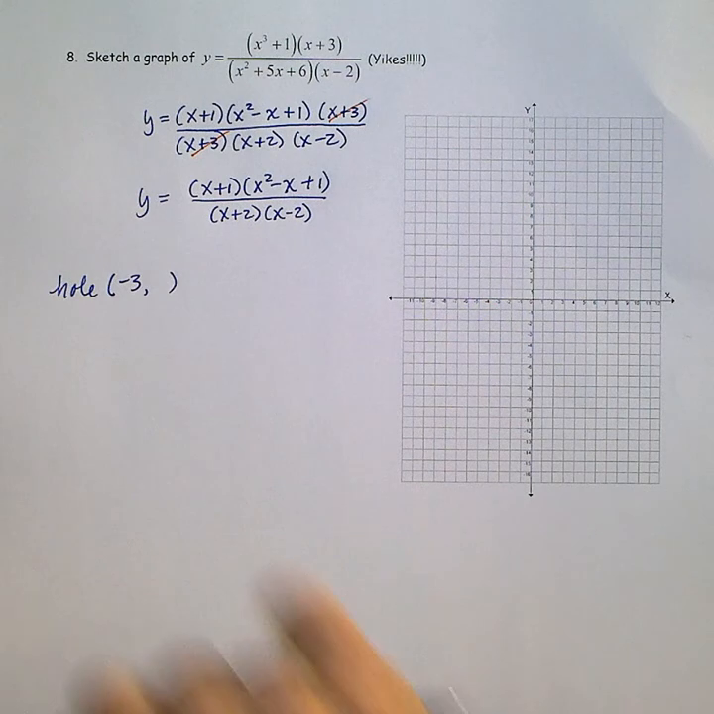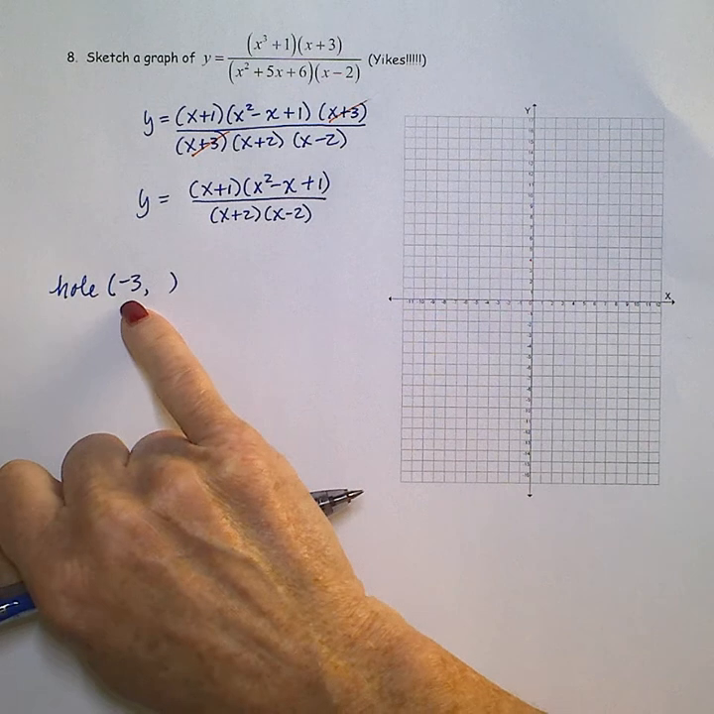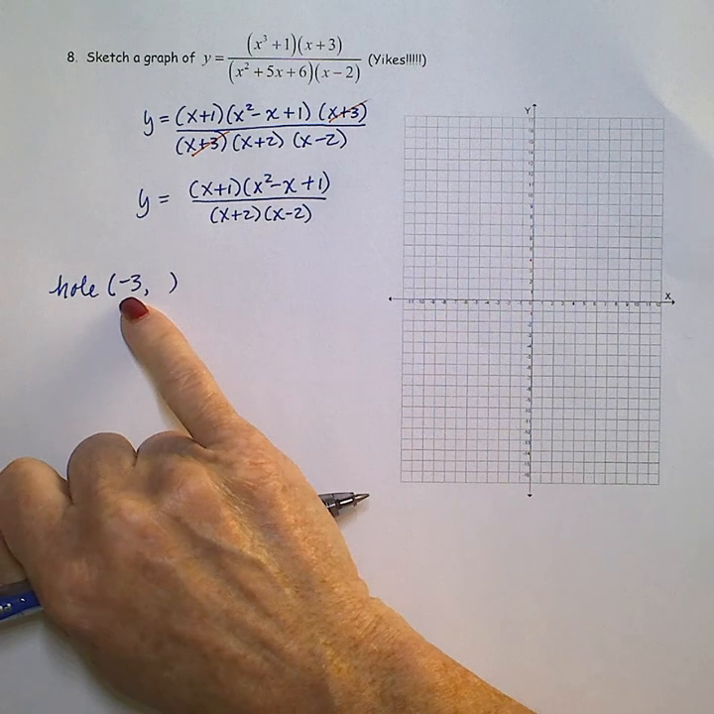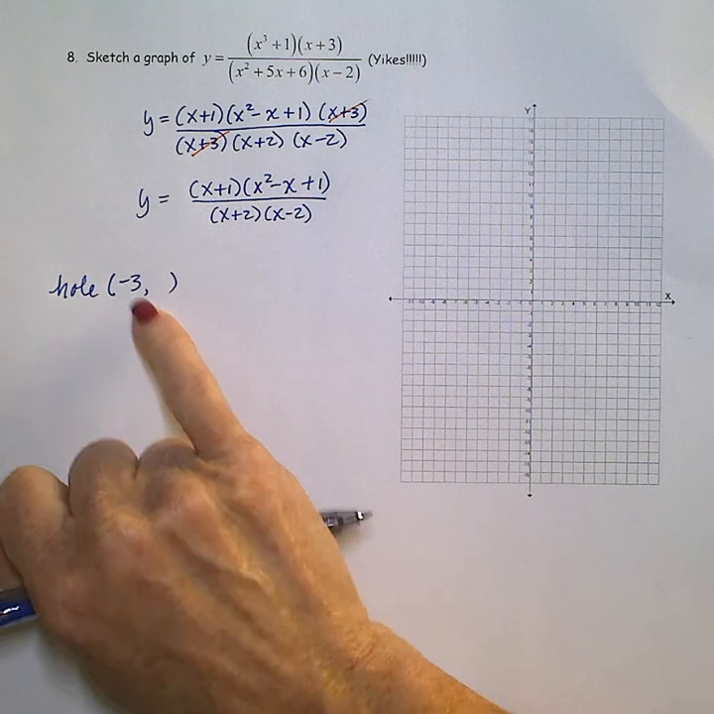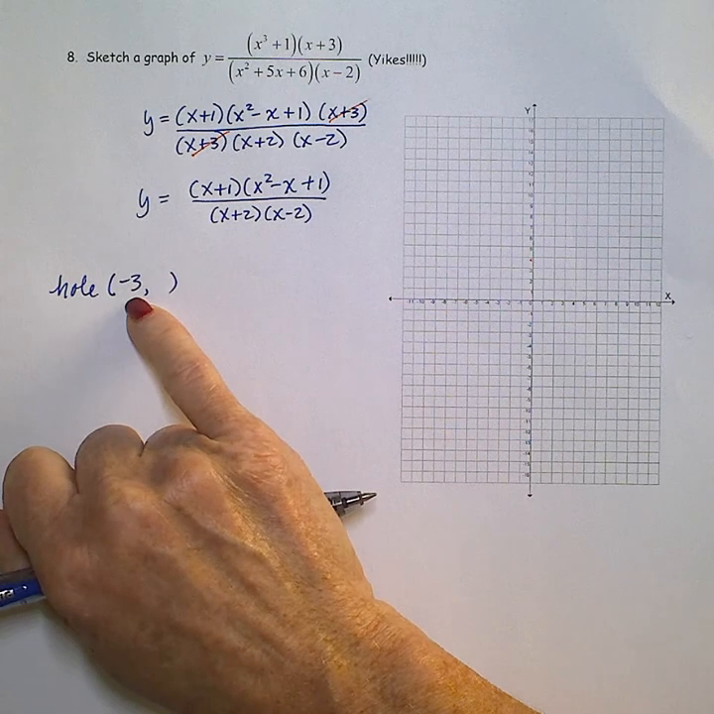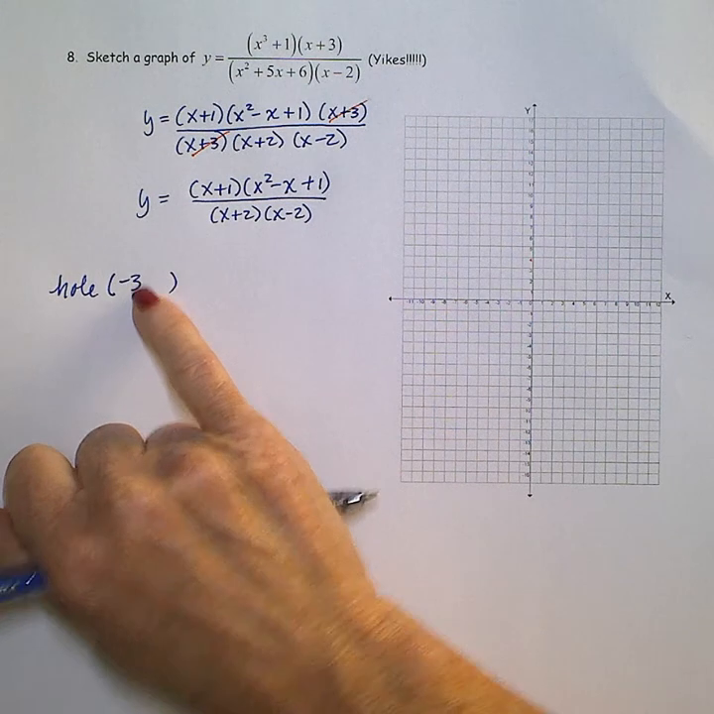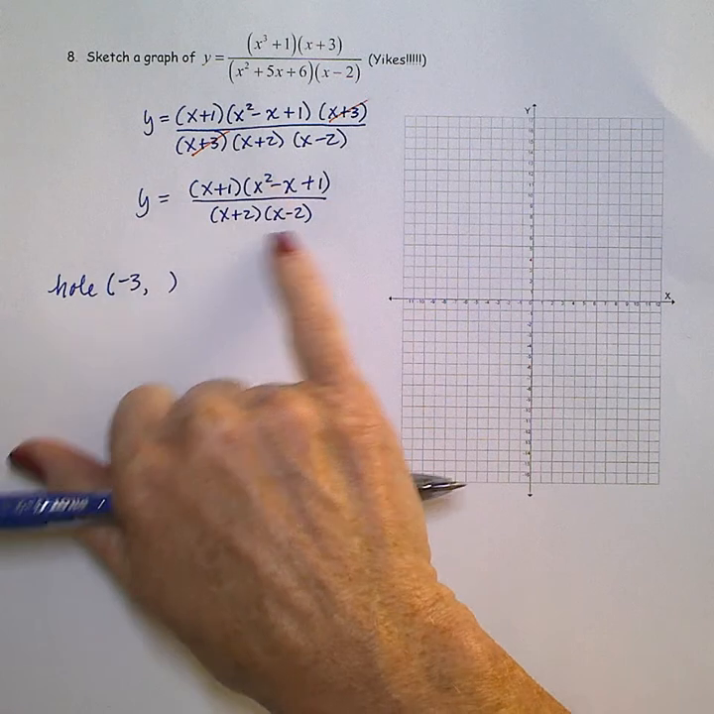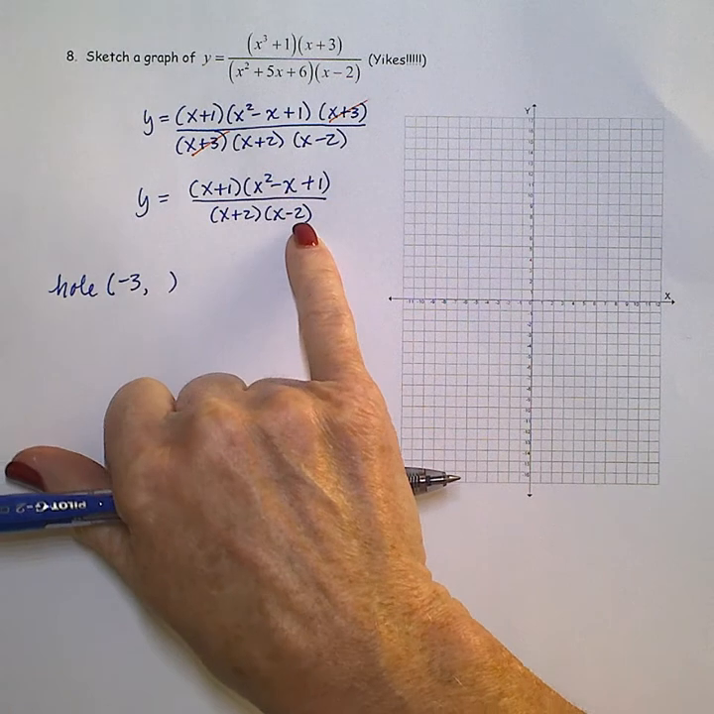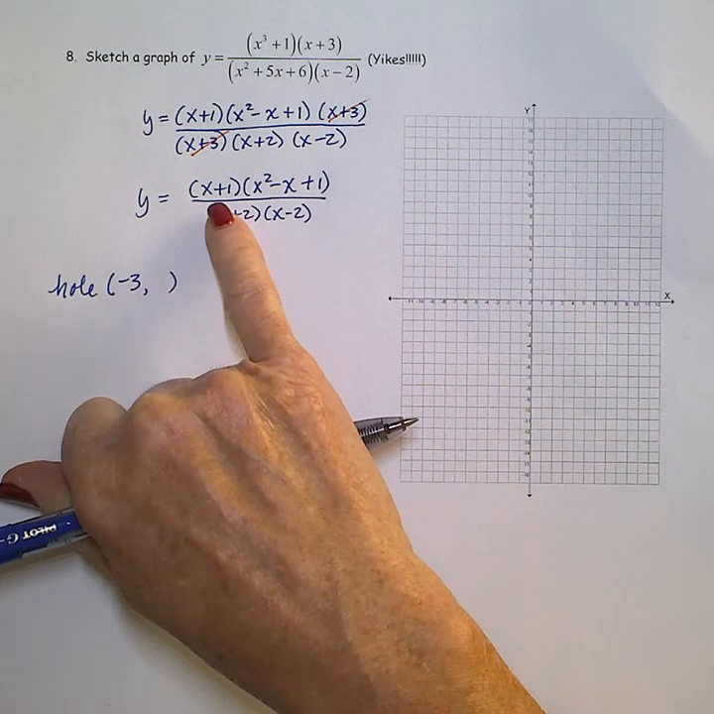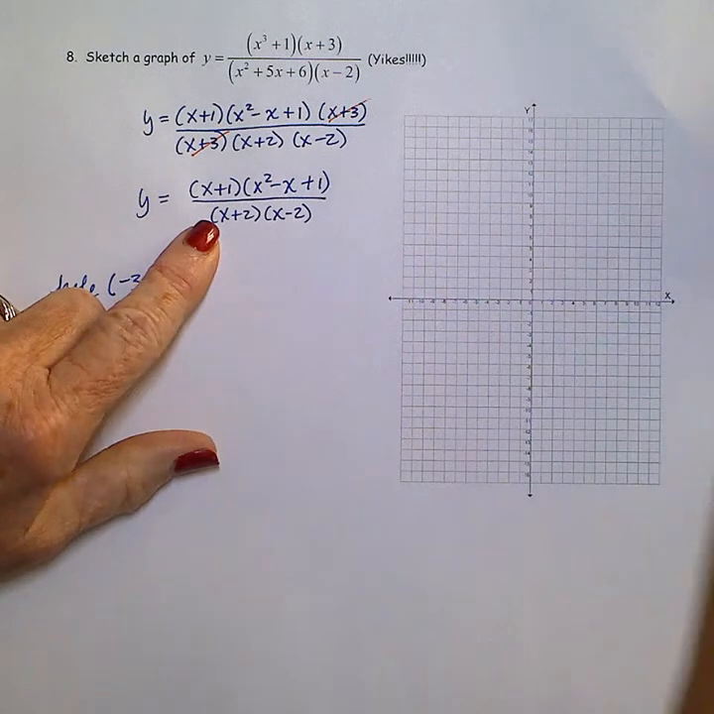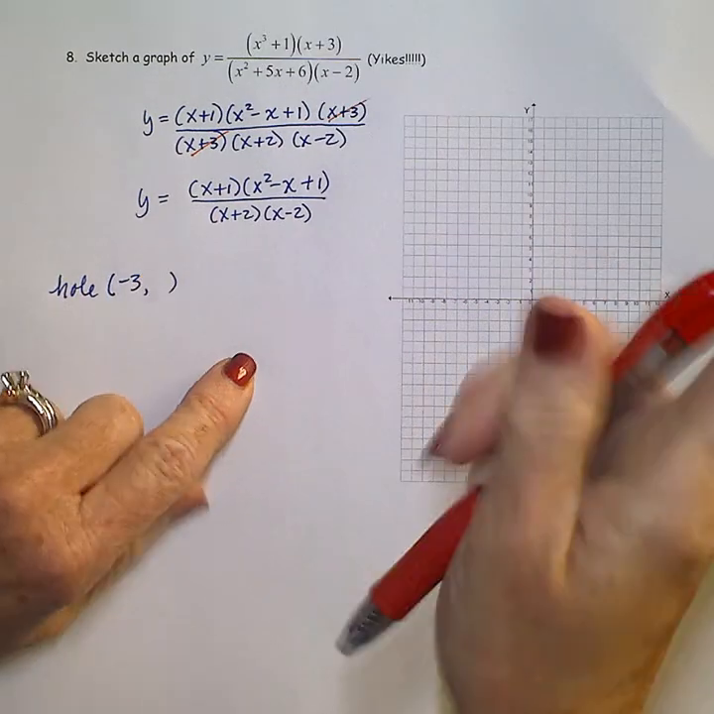All right, now let's go back to our hole. We know the x coordinate of that hole is -3. We can take that -3 and we have to plug it into the simplified form. So it's got to go right up into here. Don't multiply that out first, just plug in the -3 as is. So a -3 into here.